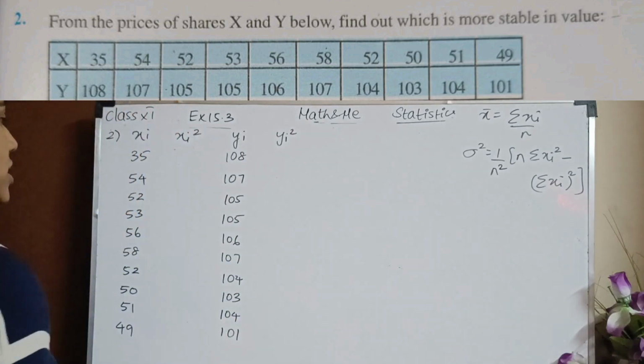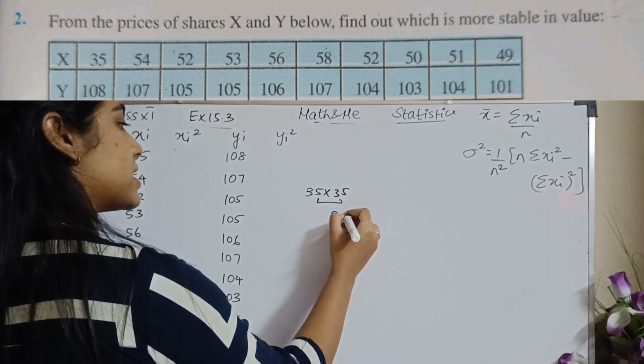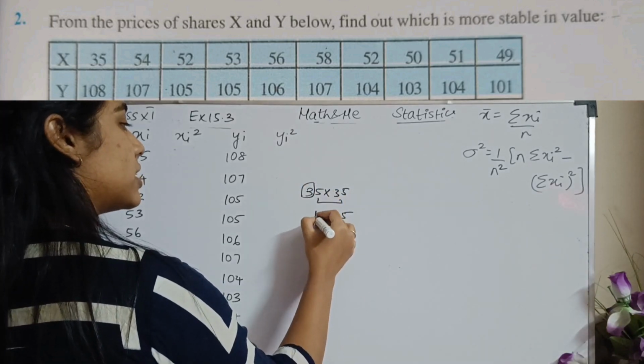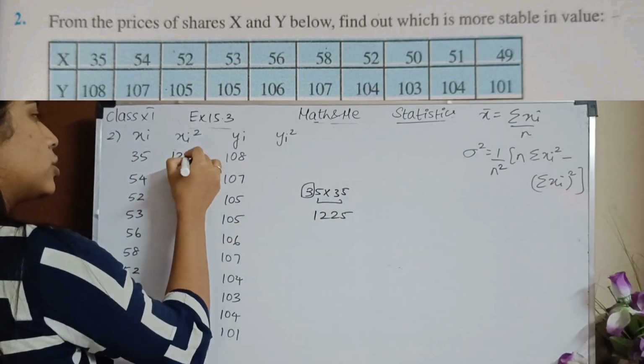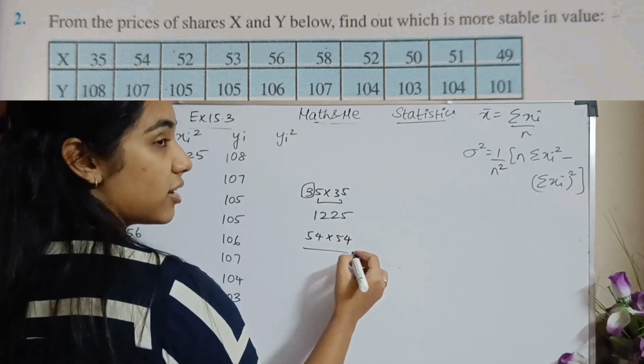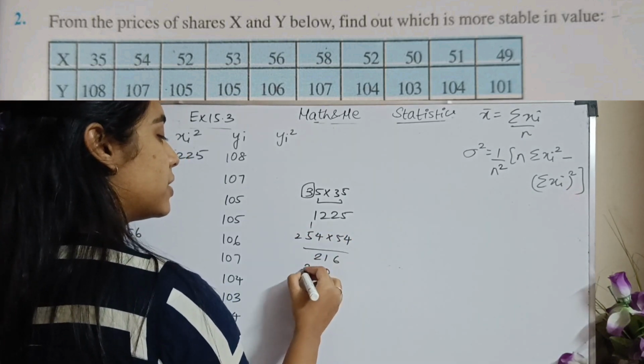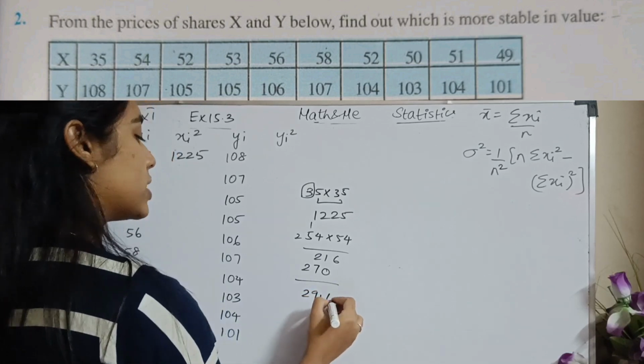Okay, that's all. So what is 35 into 35? 35 times 35. 5 5s are 25. 3, next number 4. 3 4s are 12. So I'll have 1225. 54 into 54. There's no shortcut. So we have to do it. 4 4s are 16, 5 4s are 20, 21, 5 4s are 20, 25, 26, 27, 2916.